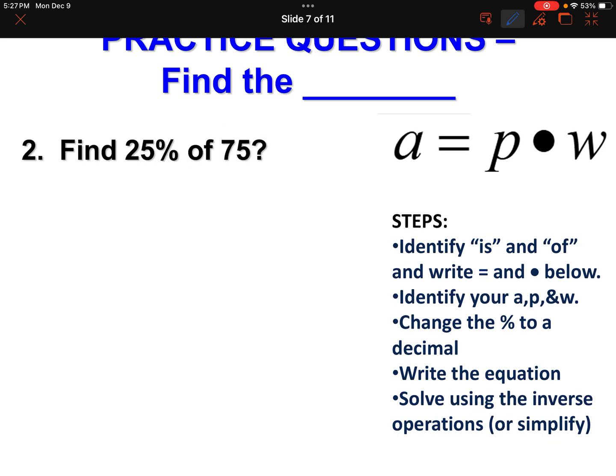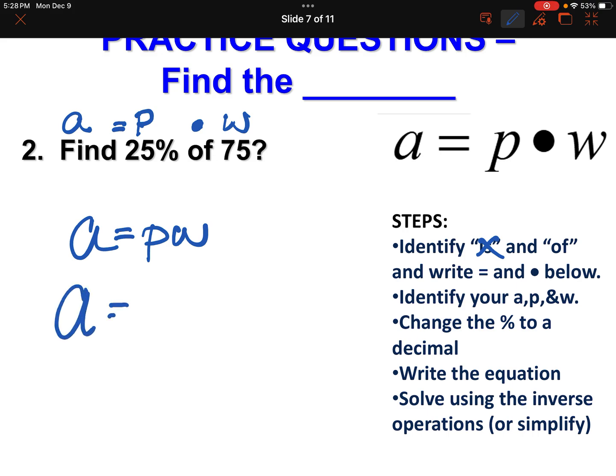Let's go to number 2. Find 25% of 75. So if I start plugging in, I know this is P. I don't see is in my equation. Of is times, and it's out of 75. Find would mean this is A, what I'm missing. So A equals PW. I don't know A. P is 25%. I got to write it as a decimal, 0.25.